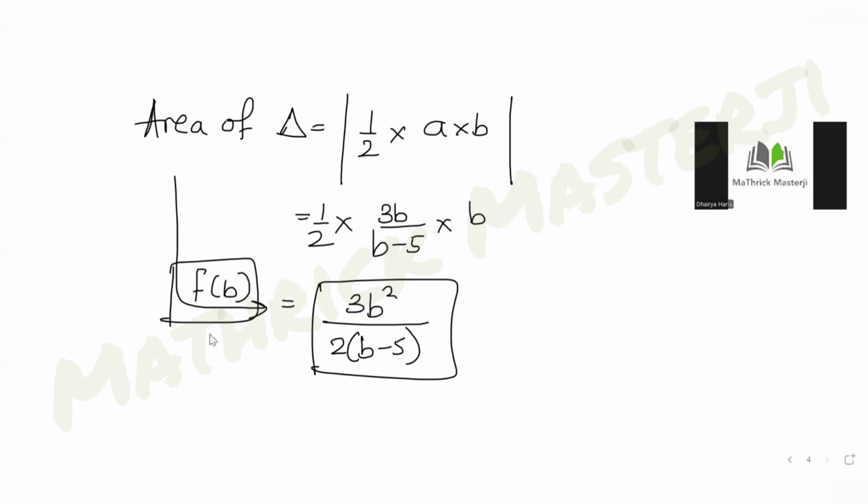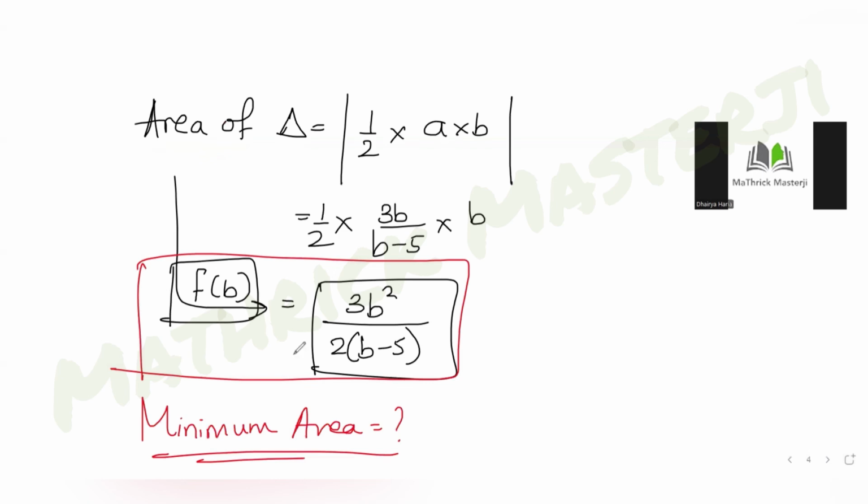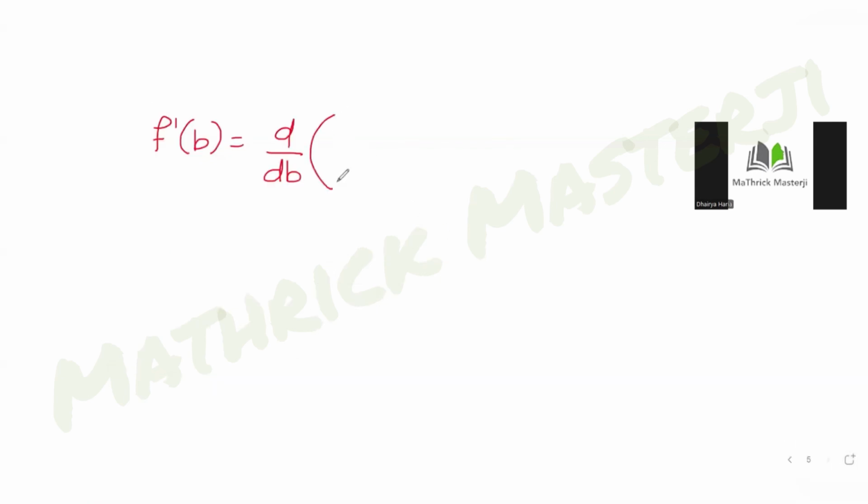You get this. Now you want to find the minimum area of this triangle. So to find the minimum area, if I use my concept of minima, what I can do here is find the first derivative of this function and equate it with 0. Let's do that. So f dash of b, basically you're finding the derivative with respect to b of 3b square over 2b minus 5.